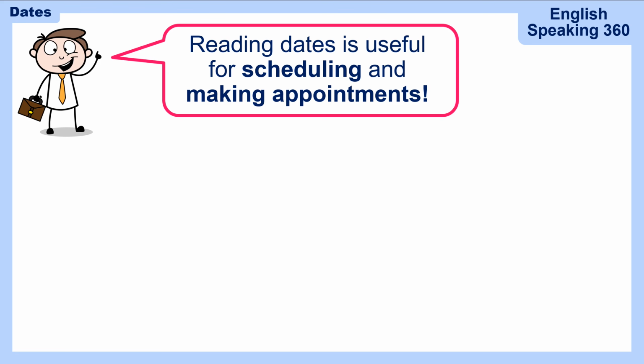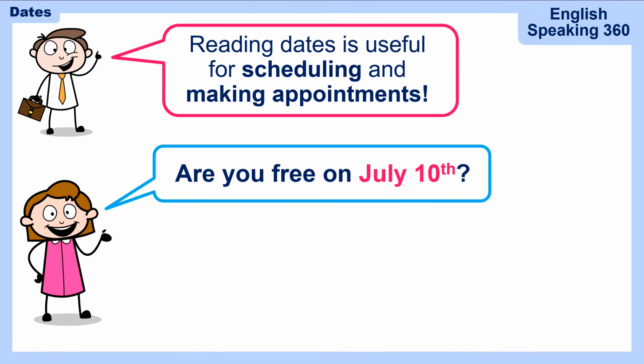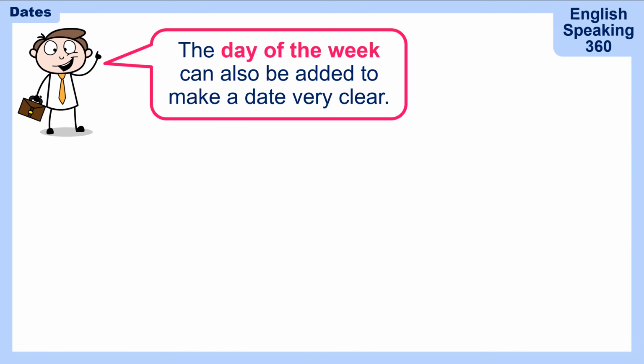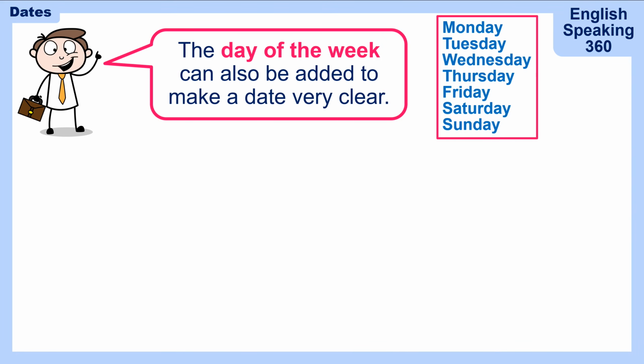Now, reading dates is useful for scheduling and making appointments. Let's take a look at an example. Are you free on July 10th? Sure, let's meet on the 10th of July at 6 p.m. So you see, business people very often organize meetings, so this is when saying the dates properly is very important. The day of the week can also be added to make a date very clear.